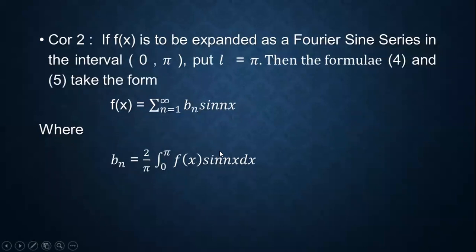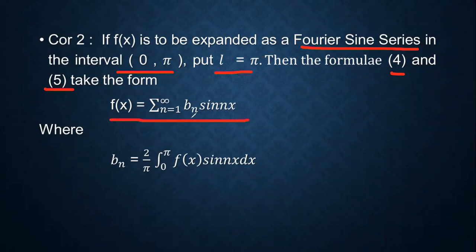And next, similarly for the Fourier sine series, which can be represented in the interval of 0 to pi by putting L equal to pi in formulas 4 and 5, that is the half range Fourier sine series expansion. f of x is equal to summation n equal to 1 to infinity Bn sine nx. Similarly, here also sine n pi x by L. If you substitute L equal to pi, then pi will get cancelled. Finally, you get sine nx.